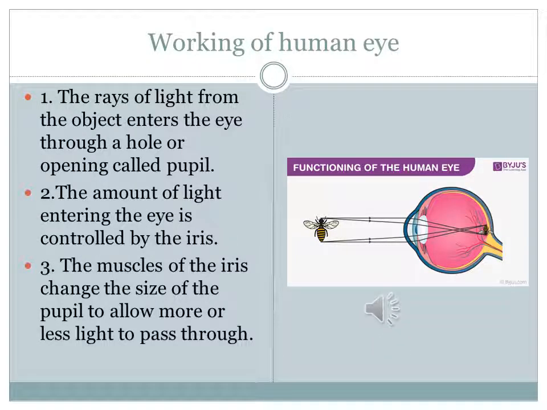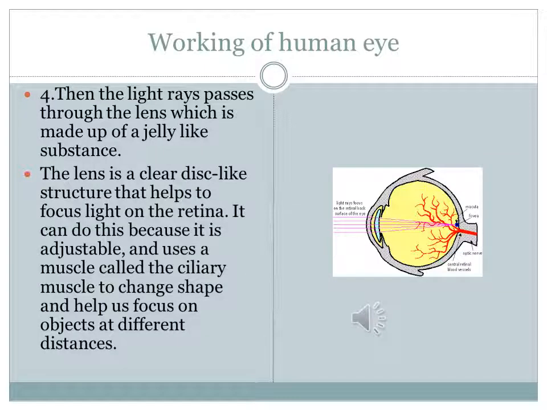Working of the human eye. 1. The rays of light from the object enter the eye through a hole or opening called the pupil. 2. The amount of light entering the eye is controlled by the iris. 3. The muscles of the iris change the size of the pupil to allow more or less light to pass through. 4. Then the light rays pass through the lens, which is made up of a jelly-like substance.